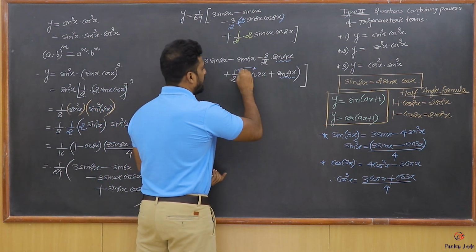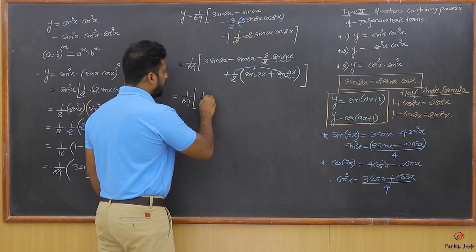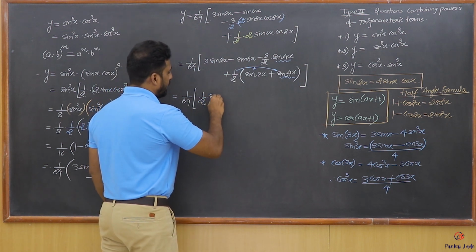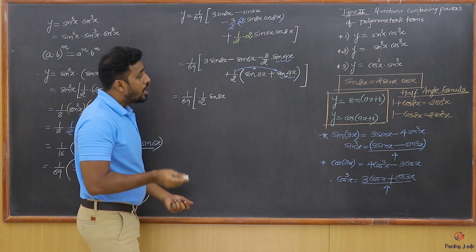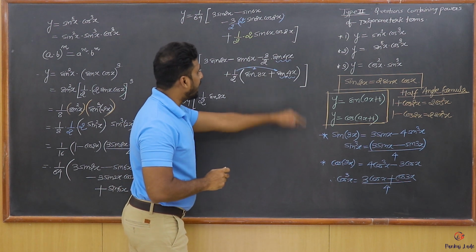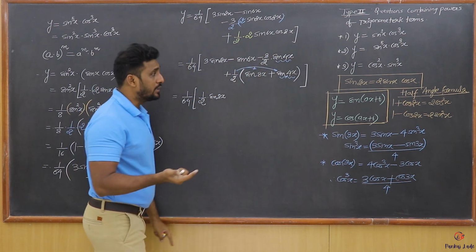So this 1 by 2 multiplies with both the terms present inside the bracket. So my first term, students, is 1 by 2 into sine 8x. Now the next term is going to be 1 by 2 sine 4x. And I have minus 3 by 2 sine 4x. So obviously sine 4x is common.